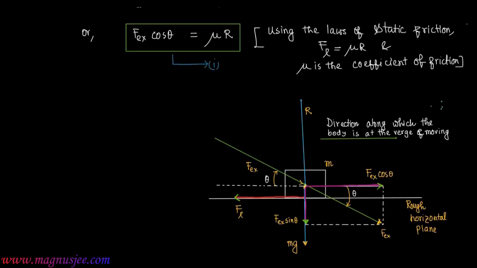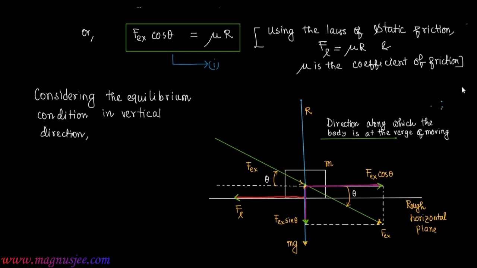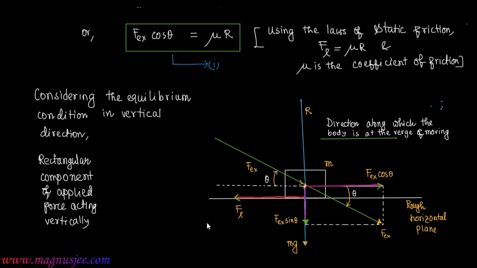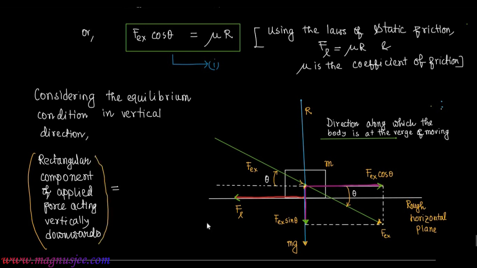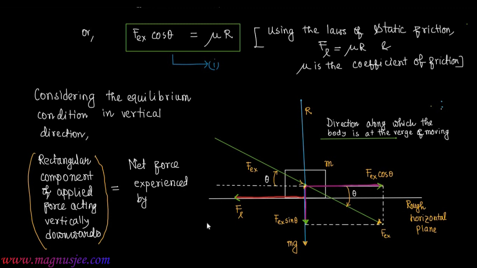Therefore, Fex cos theta equals mu into R, which is equation 1. Considering the equilibrium condition in the vertical direction, we can write: the rectangular component of the applied external force acting vertically downwards will be equal to the net force experienced by the block or the body acting in the vertically upward direction.